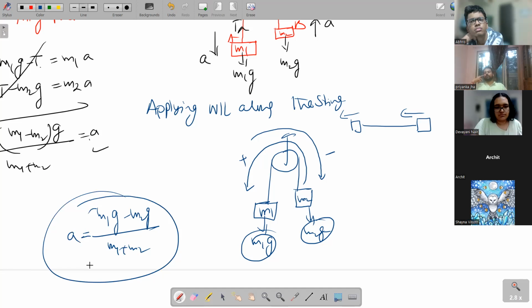Done. That is how you can apply Newton's law of motion along this string. Understood? Everyone understood? Yes, sir. Okay, note it down. Then I'll move to constraint motion.